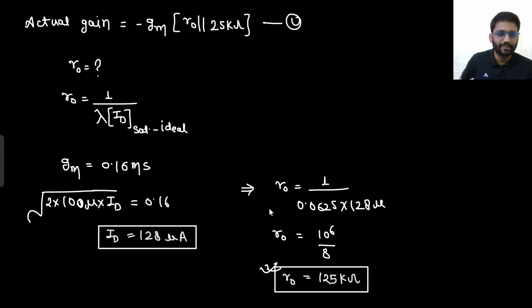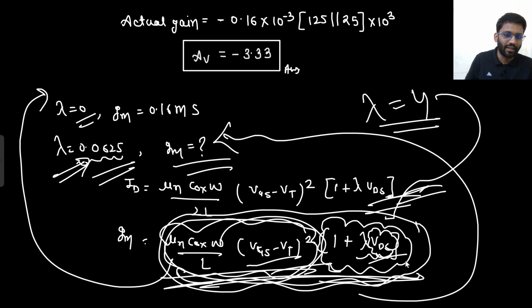This R0 is a DC parameter. From DC you are calculating this, 1 upon lambda. Lambda value is constant. ID set is large signal. This is DC, so everything is large signal here. This is also large signal. So they will give you the large signal VDS value.